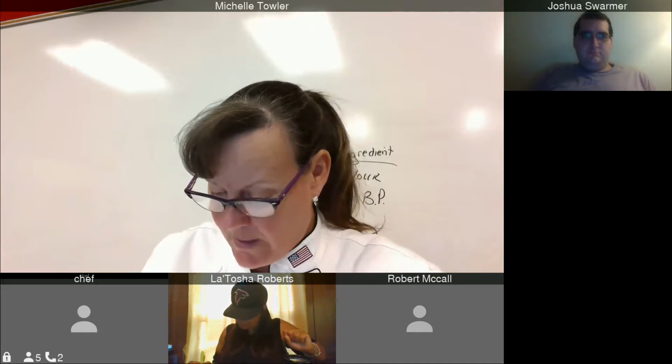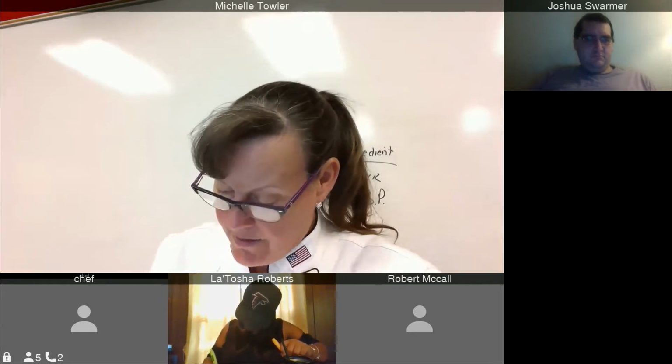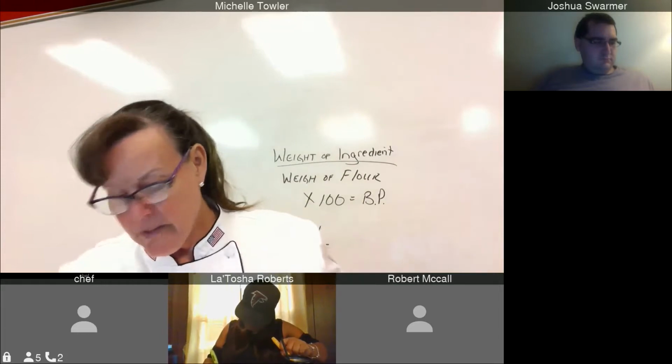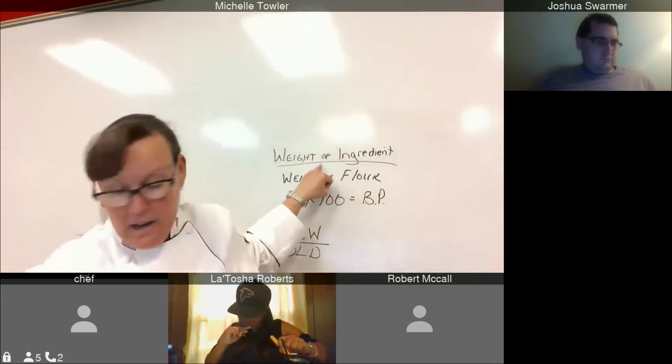Your flour is always 100% of that formula. That's what you're basing everything on. You need to remember that. When you come back and you have your baker's percentage homework, flour is 100% always. And then you have to convert all your ingredients into the same measurement type, if you will. And then on top of that, you're going to have the weight of that ingredient.